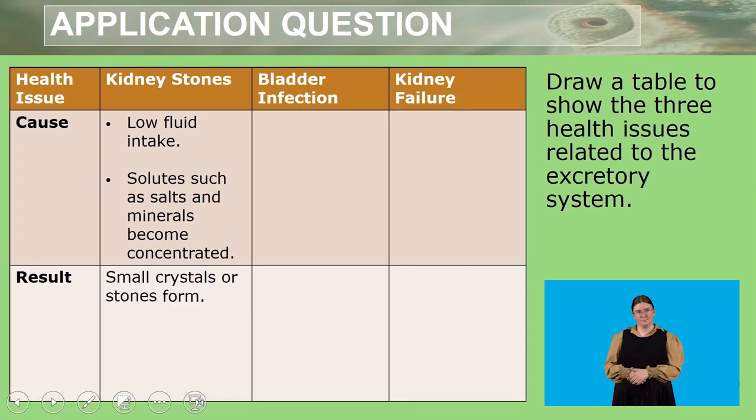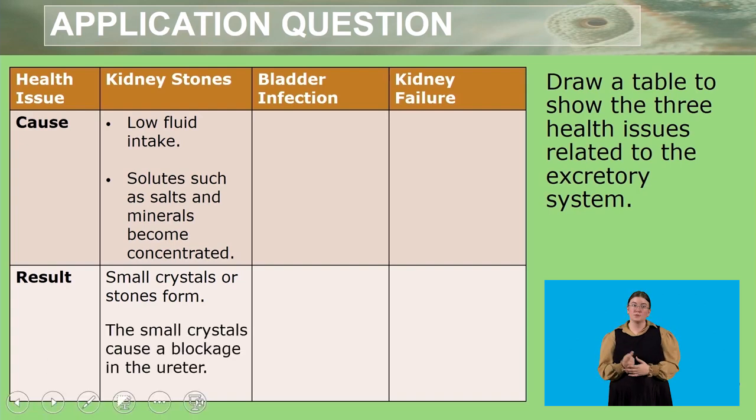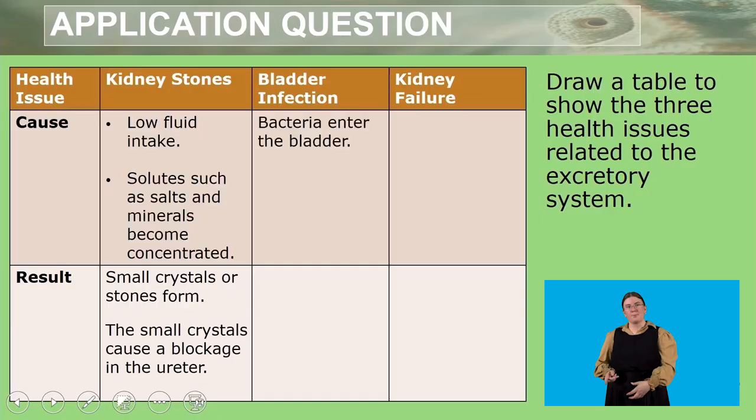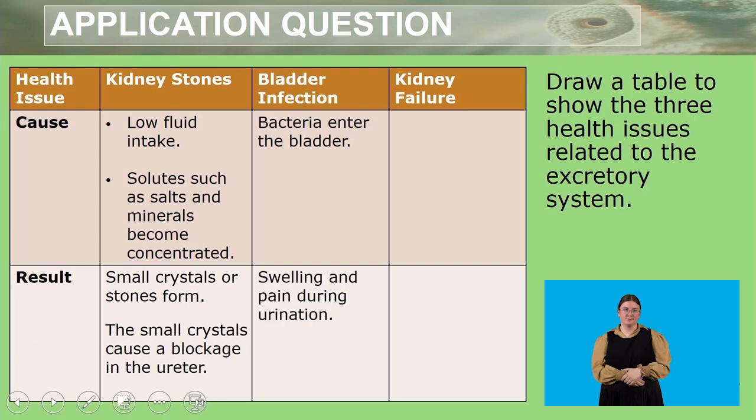So the result of kidney stones is that you'll have small crystals or stones forming in your kidneys. And after those small crystals have formed, they will cause a blockage in the ureter. So this is a duct that leads from the kidney to the bladder. Okay, second health issue that we look at is the bladder infection. Here you have bacteria that enters the bladder. We already know that this is common in women because they have a short urethra. What happens then? They will experience a swelling and pain during urination.